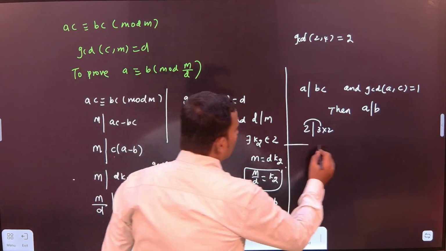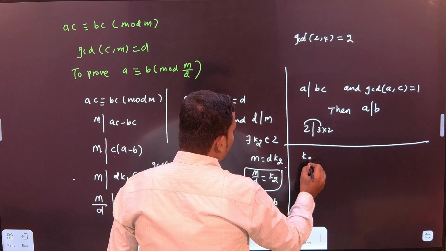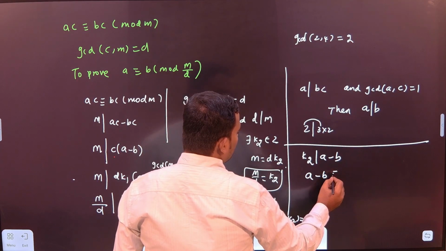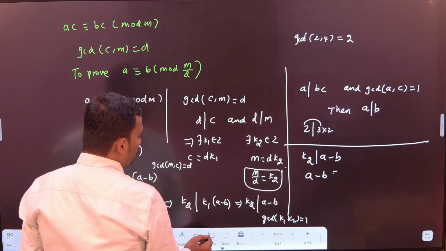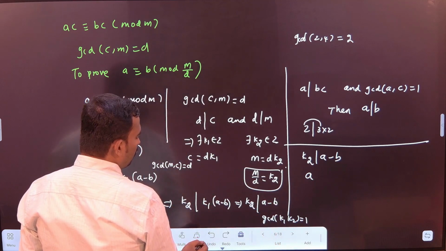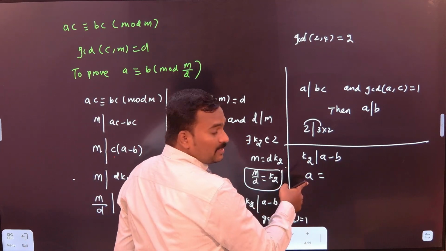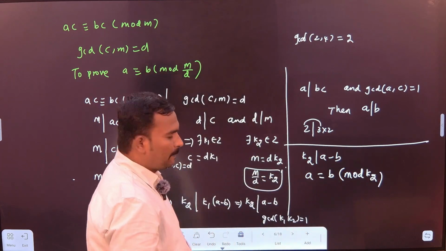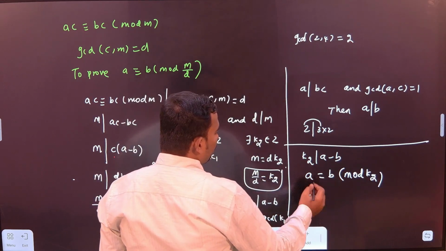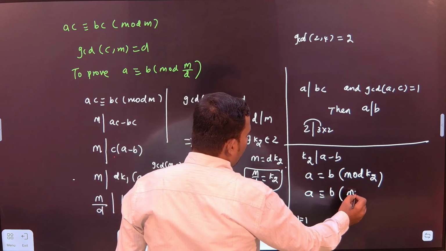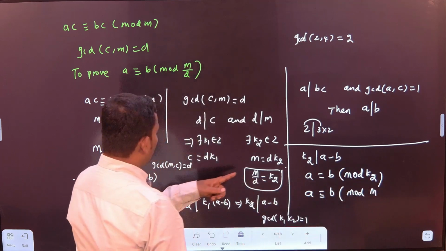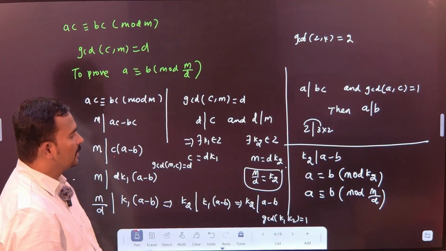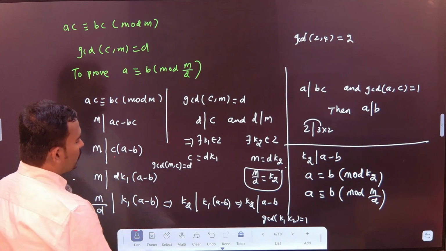Clear? From this we can conclude that K2 divides A minus B. How to write this one? A is congruent to B, so K2 is the divisor here. A is congruent to B modulo K2. Clear? Understand? So therefore A is congruent to B modulo K2, and K2 here is what? M by D, right? M by D. Clear? I hope everyone understands, right? Okay. We proved this one also.